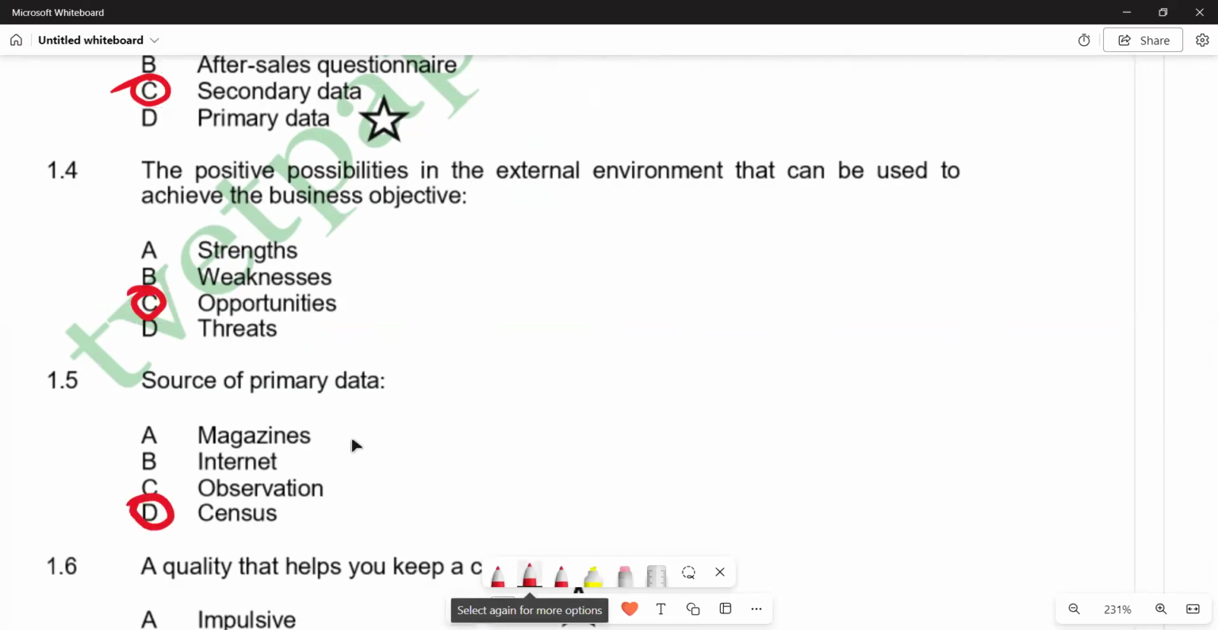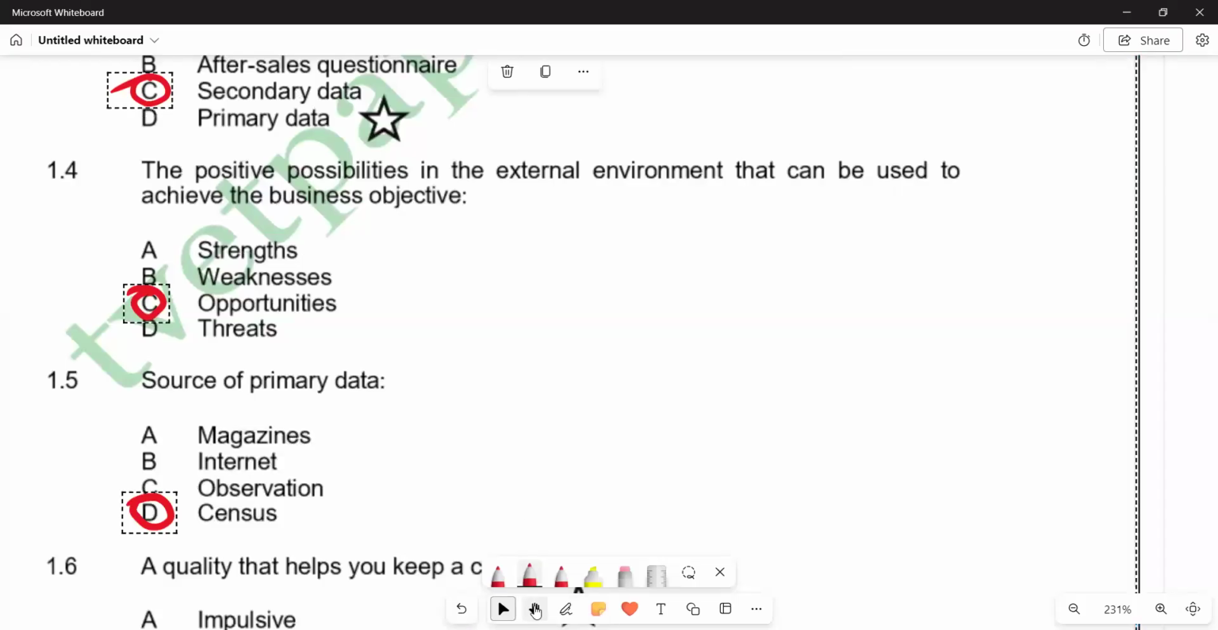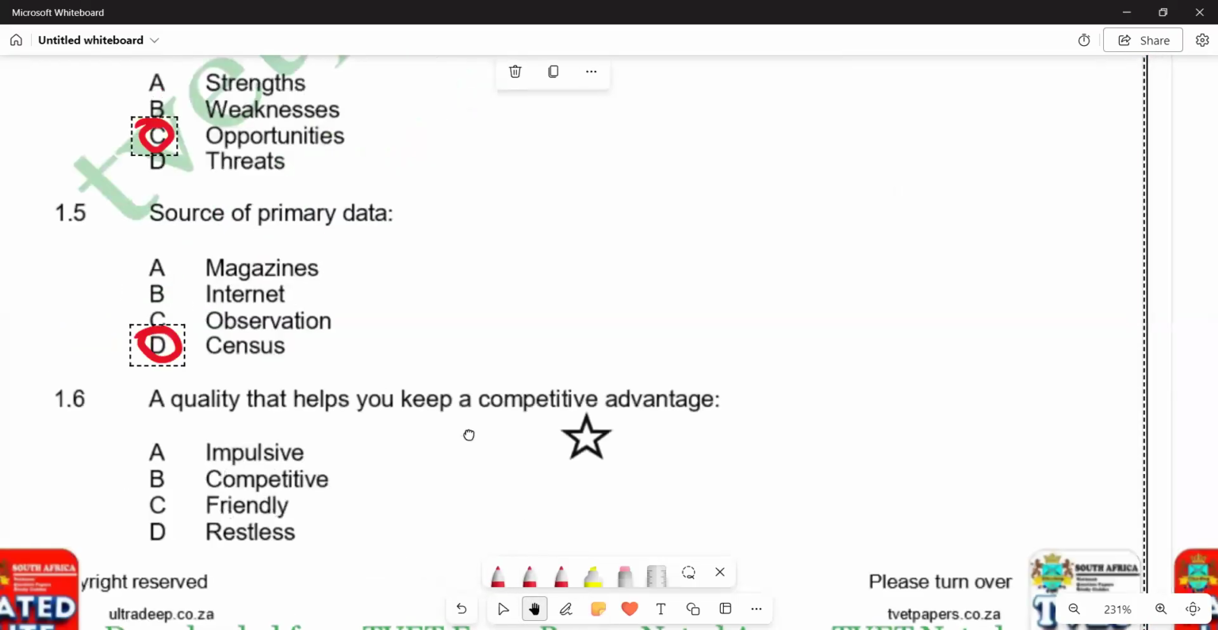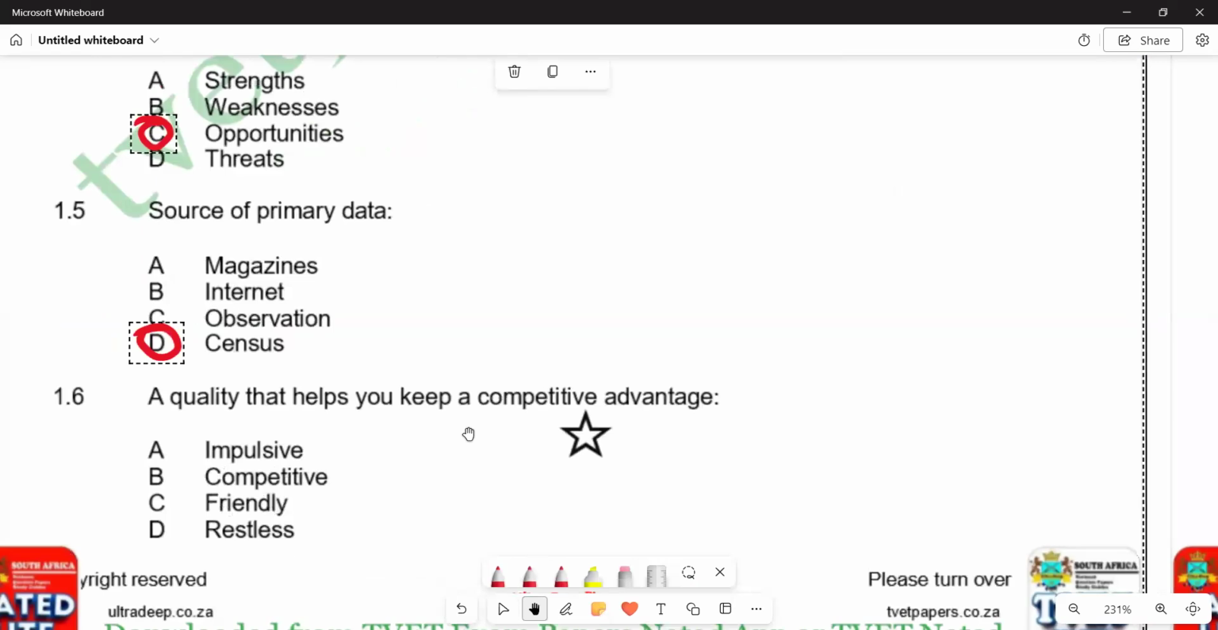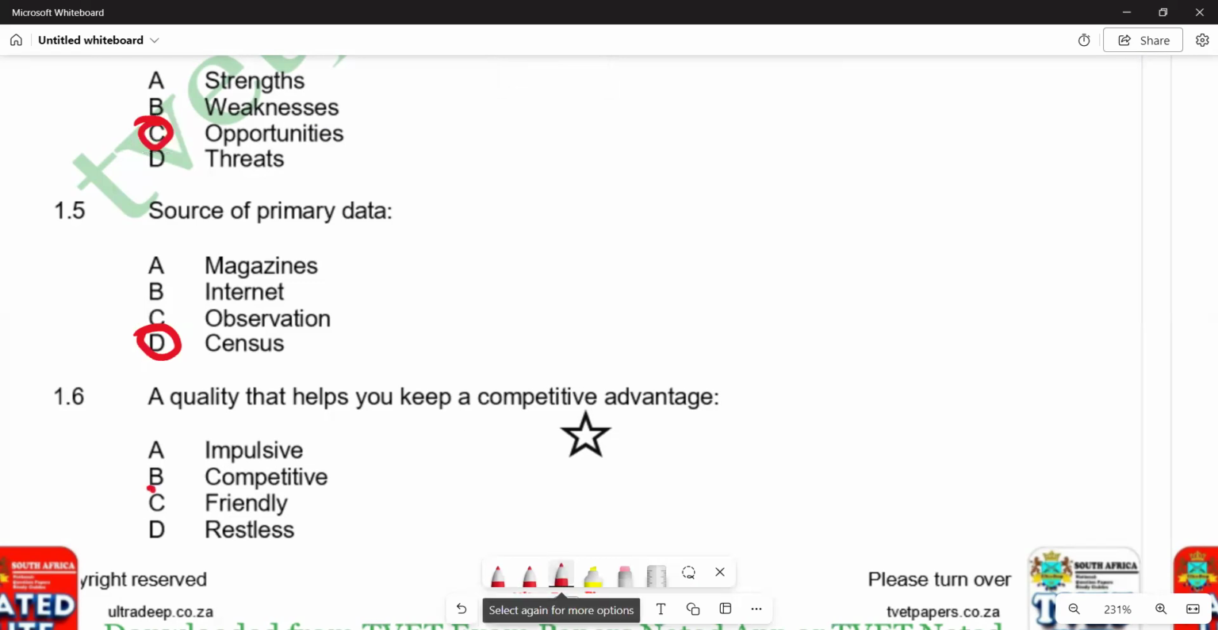Then we can go to the next one, which is 1.6. On 1.6, we have a quality that helps you keep a competitive advantage. Which quality keeps you with a competitive advantage? It means you are in competition, you have got an upper hand. The qualities are: impulsive, competitive, friendly, then restless. Obviously, restless is completely out. Competitive is not the answer, as it's a repetition of the word that is phrased in the question. So friendly is the most appropriate that we have there. Then we can just indicate friendly.